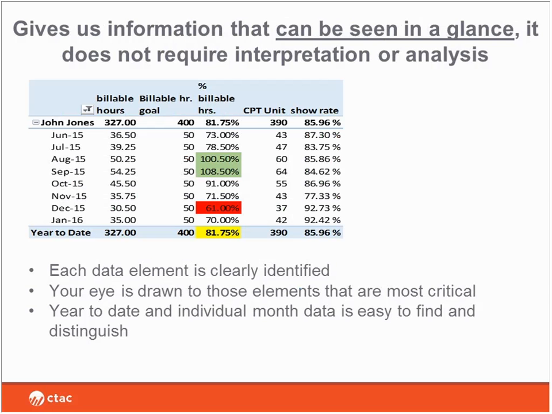So here's an example of billable hours. Again, there's a goal of it that was for this particular staff person, John Jones. Each data element is clearly identified, is an important component of this, of course. Your eye is drawn to those elements that are most critical. So here, I would say, December 15th seems to be something that is at the lowest kind of billable hours and outside of, kind of, the area here. Year to date and individual month data is easy to find and distinguish. Again, you want to be able to see it quickly and not spend time.